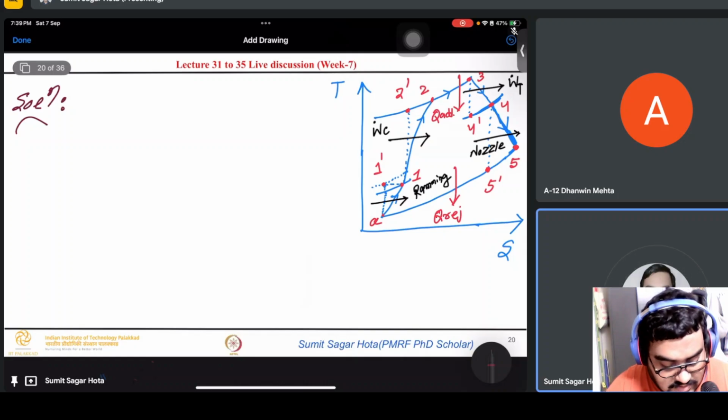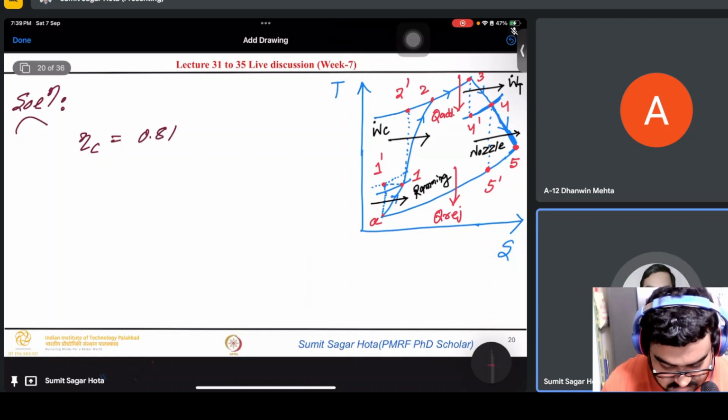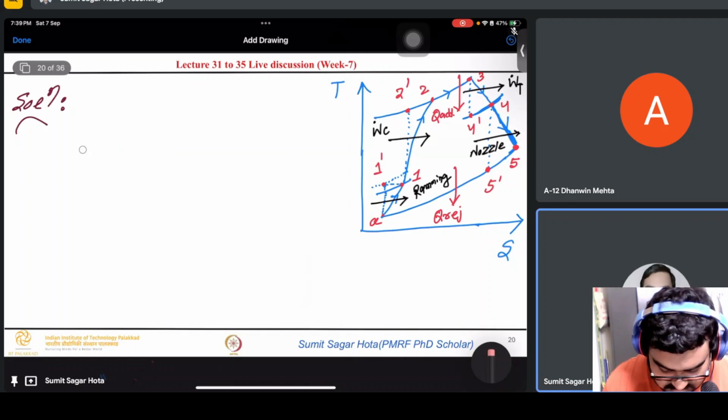So what are the things given? The isentropic efficiency of the compressor is 0.81. It's not required to write down everything that is given, because we can directly use it, and writing it all would be very time consuming. So what I will do is directly write down T1 dash.